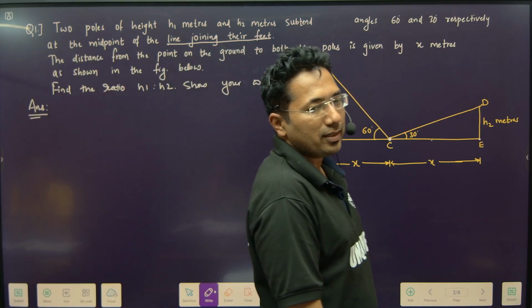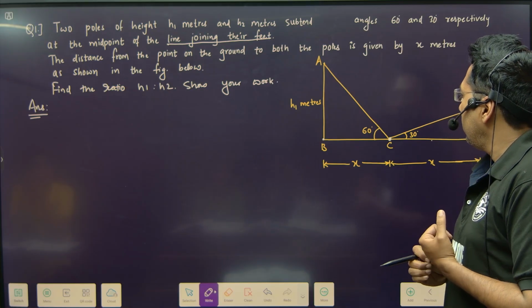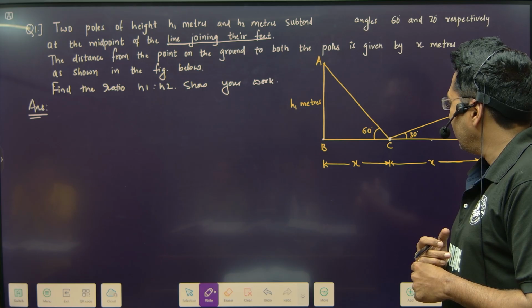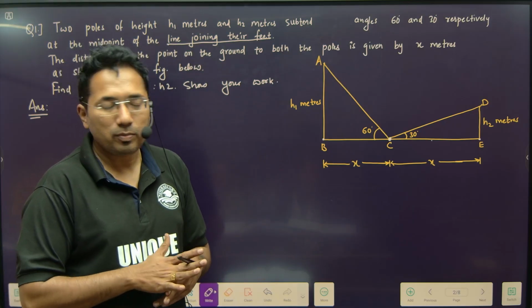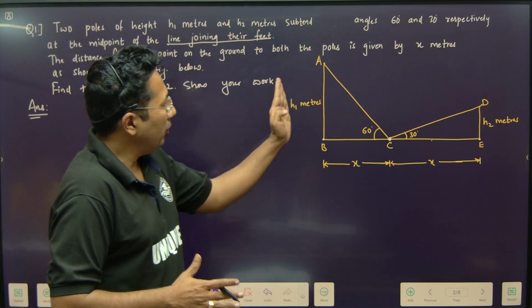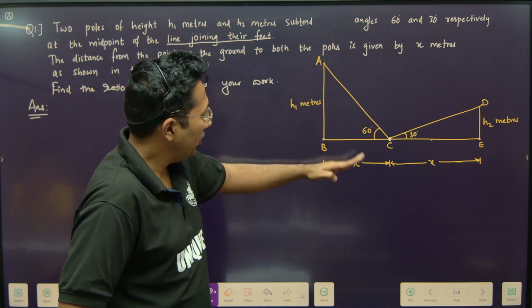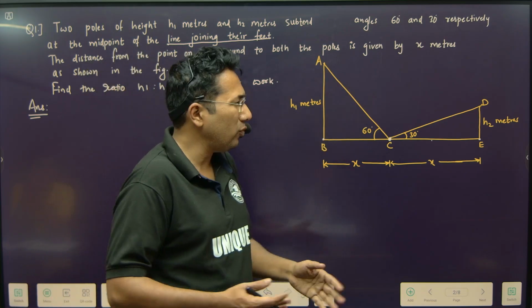h1 is to h2, that is h1 upon h2, has to be found out. Okay, so finding out h1 upon h2, how? Angles are given to you. Which formula are we supposed to use? You know the opposite side, which is h1. We know the adjacent side, which is x. Opposite upon adjacent is the formula for tan theta. So let us go for tan theta.